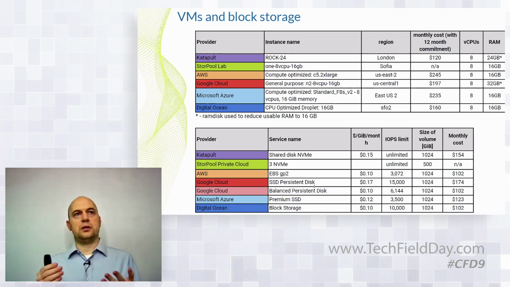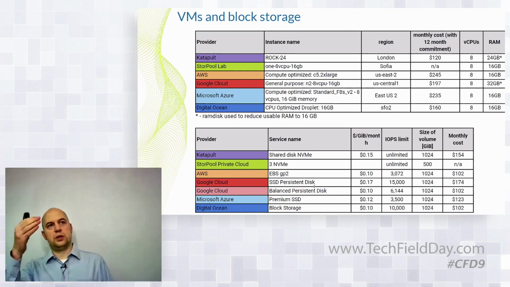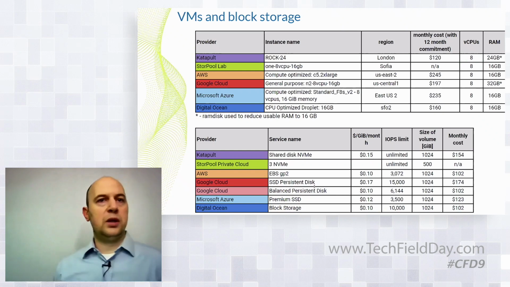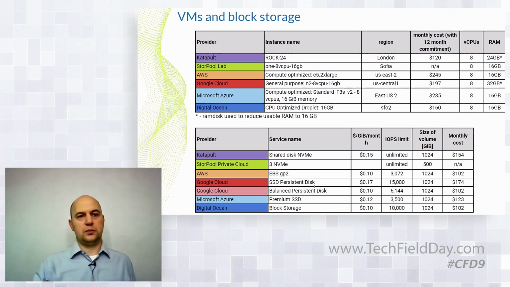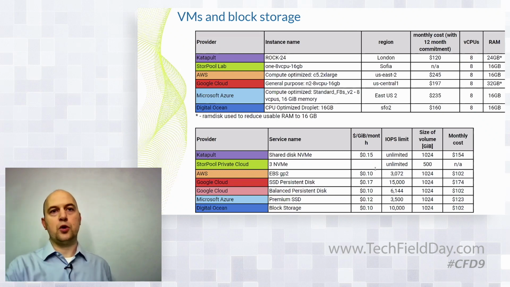We got basically identical virtual machines from a bunch of public clouds. These virtual machines have 8 vCPUs and 16 gigs of RAM. And we acquired block storage volumes from these public clouds.